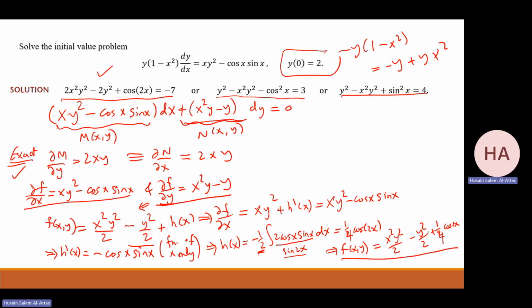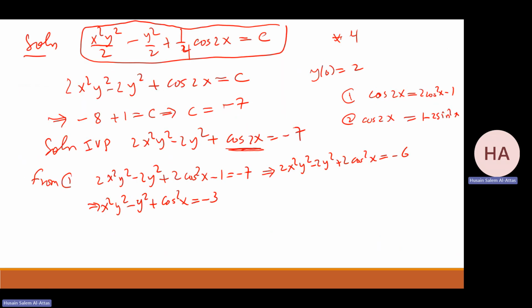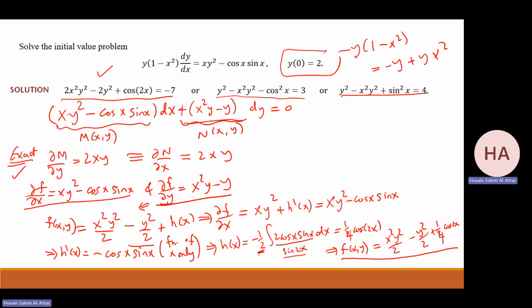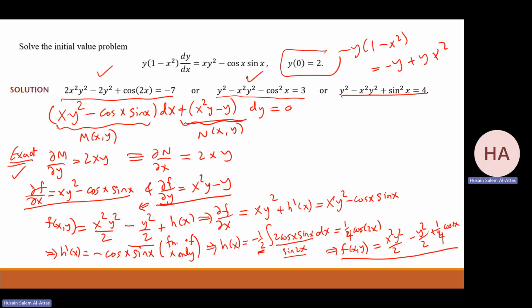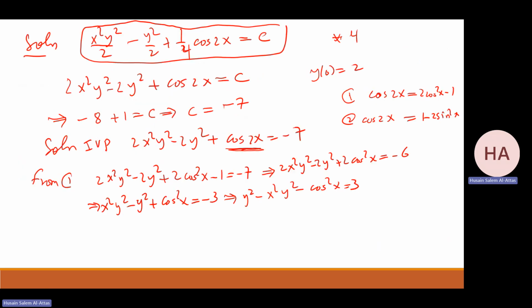Which is this solution. Yeah, he multiplied by minus also. So I'm getting y squared minus x squared y squared minus cosine square x is equal to 3. Which is this one? It's up to you, multiply by minus or leave it. Okay, now the other one from 2.